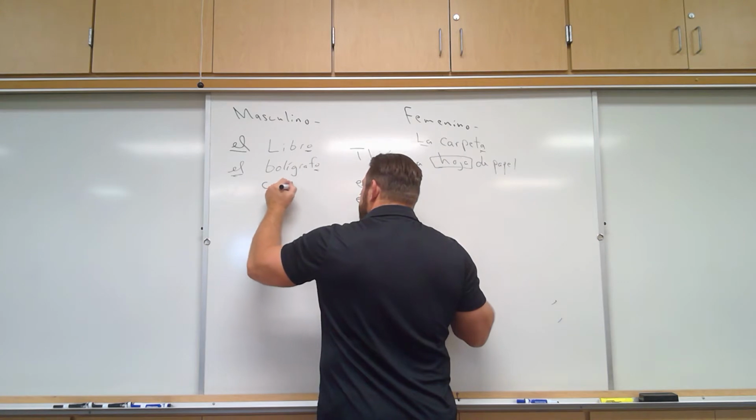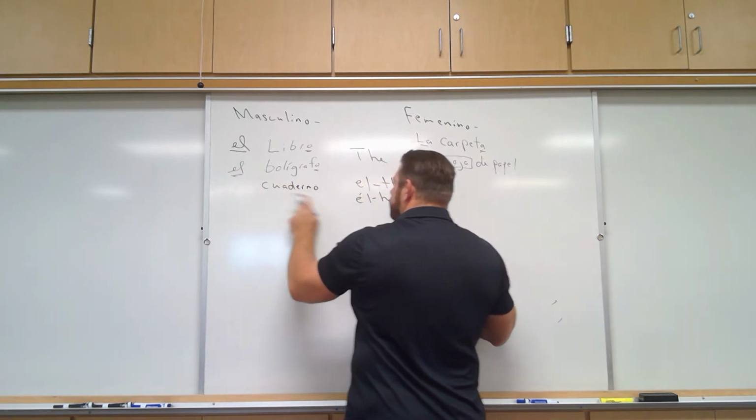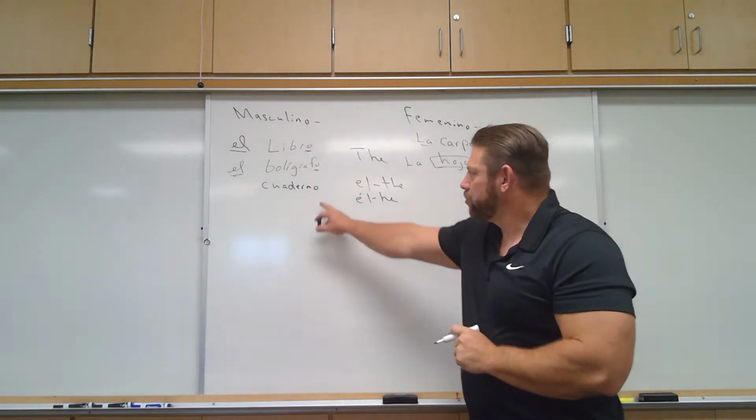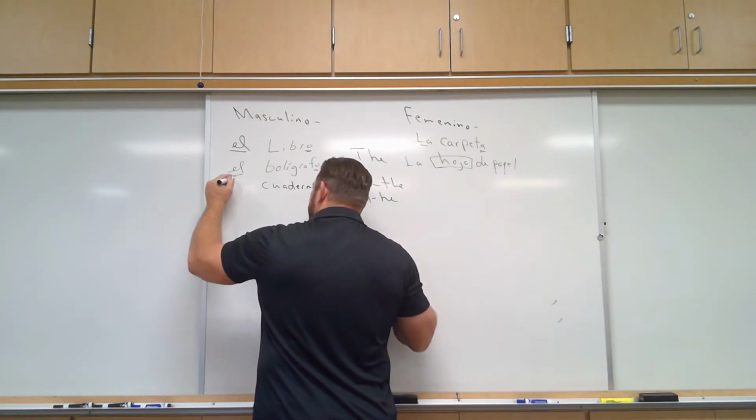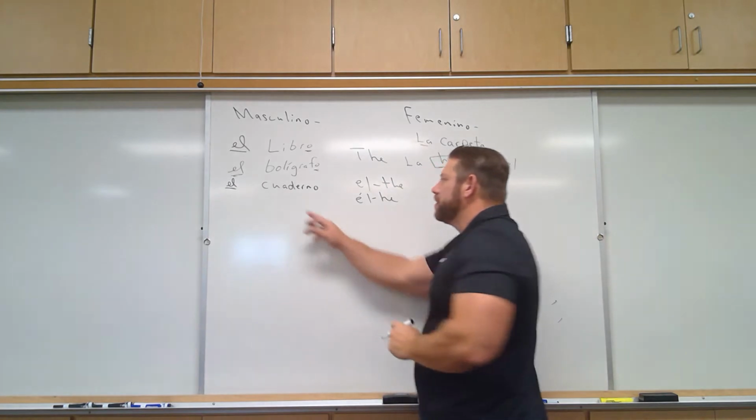We'll do one more. Cuaderno. ¿Cómo se dice cuaderno en inglés? Se dice notebook. Termina con la letra O. Por eso el artículo es el. We have the el article. The notebook.